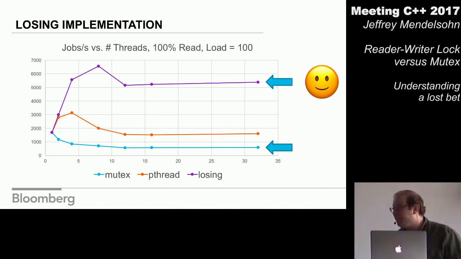Yes? Could you explain the units on the graph for me? Yes, it's jobs per second versus number of threads. So the left-hand side is jobs per second. And this is the number of threads. Good? Good. I changed it since the last time you saw it.